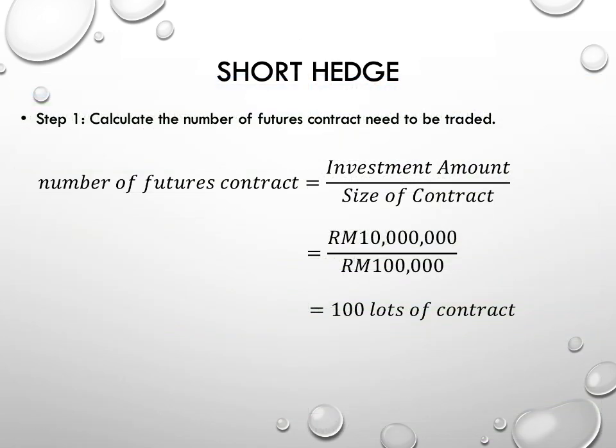So we have 7 steps for hedging strategy, short hedge strategy. Step number 1, you need to calculate number of futures contract. You plan to sell 10 million of bonds, divided by size of contract 100,000. That means you need to use 100 lots of contract in futures market.